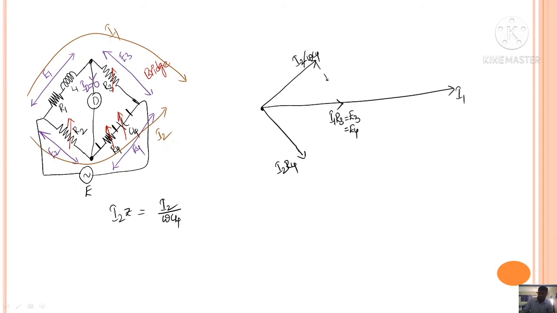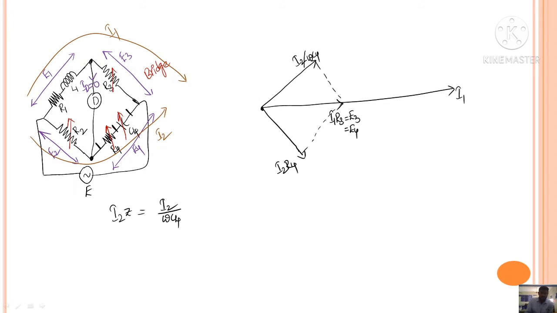So here is the resultant of these two. This phasor, which is E3 phasor, which is the same as E4 phasor, is the resultant of two phasors. One is the resistive drop and another one is the capacitive drop. So the capacitive drop must lead the resistive drop by 90 degrees. Okay. Now this is E3. We got E3 and E4. It is completed.